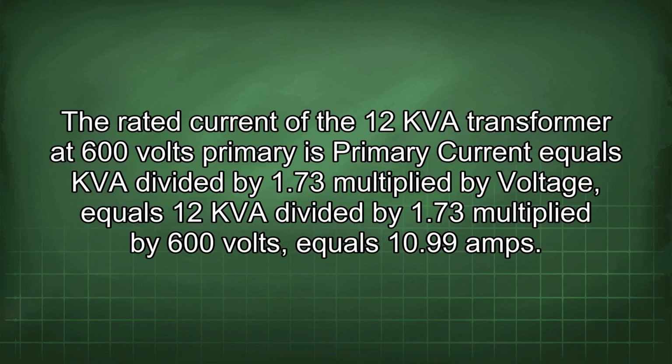The rated current of the 12 kVA transformer at 600 volts primary is: primary current equals kVA divided by 1.73 multiplied by voltage, equals 12 kVA divided by 1.73 multiplied by 600 volts, equals 10.99 amps.